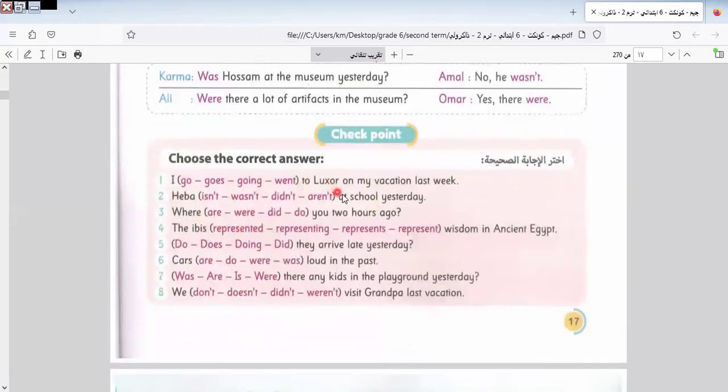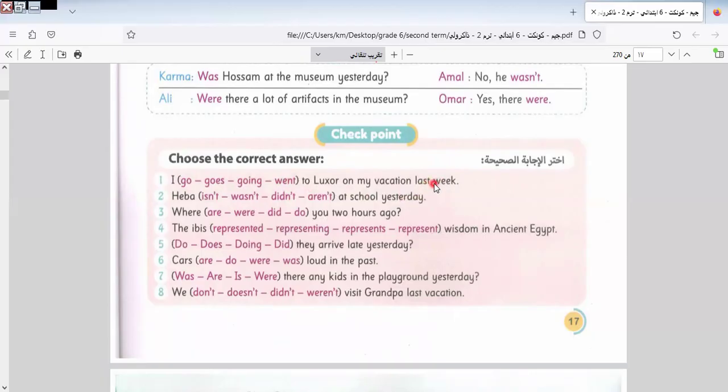Let's go to another one here. I went to Luxor last week. Here we have last week. What can I do? I can put go, wrong. Going, wrong, because when we use going, we must have the verb to be: am, is, are. So the correct answer will be went. Why did I select went? Because we have here last week.